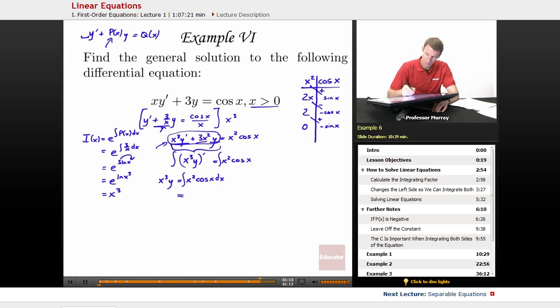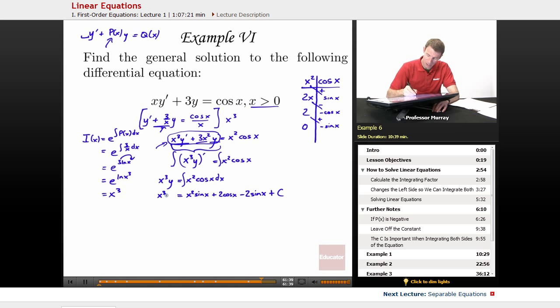And so I'm ready to write the answer to my integral. It means you multiply down these diagonal lines. So you get x squared sine x plus 2x cosine x minus 2 sine x. Now, I just did my integral. Now is the time to add my arbitrary constant. Very key that you add it at this time.